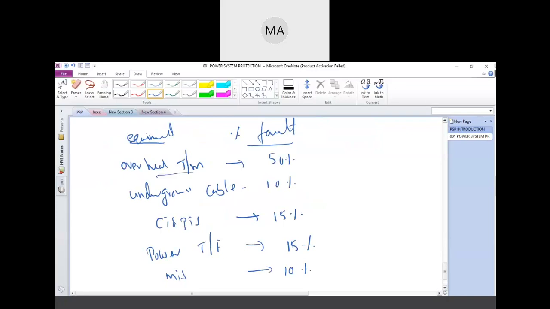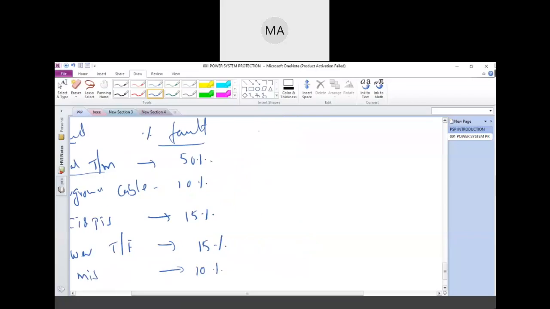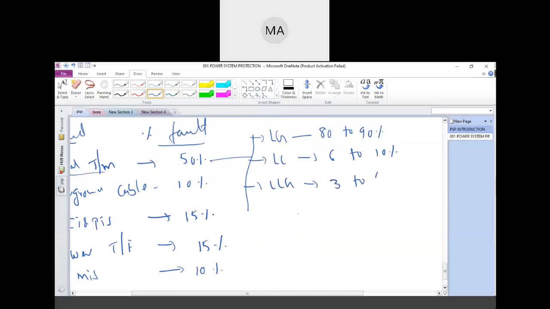Okay, so here, in the whole transmission line, faults occur due to many things. Which type of fault mainly occurs? If we take the probability, the most frequently occurring fault in the transmission line is the LG fault, with 80 to 90% chances. The LL fault has 6 to 10% chances, and the LLG fault 3 to 6 percent.